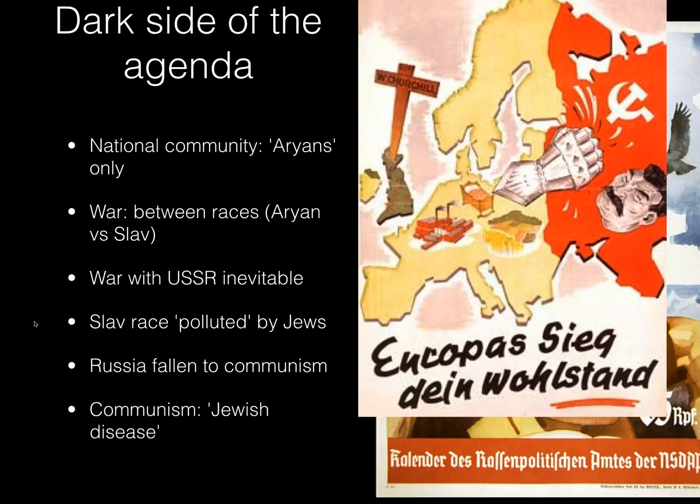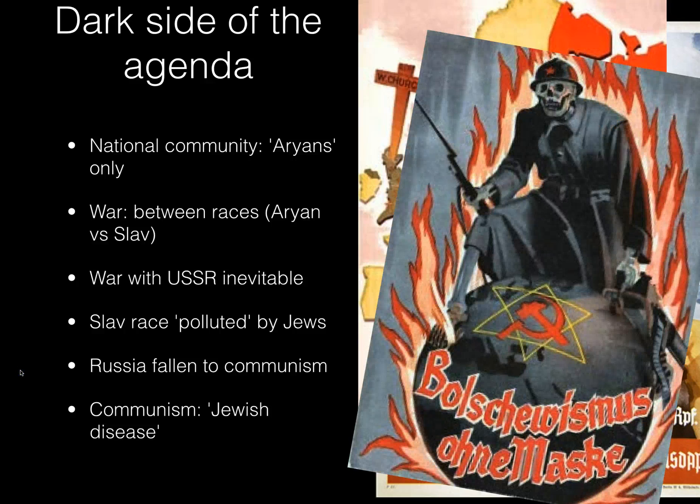He believed that war with the USSR was inevitable, and he believed the Slavic peoples of Eastern Europe, of Poland and of Russia, to be polluted by Jews. Notice this heavily emotive language here, polluted. Russia had fallen to communism in 1917, and Hitler regarded communism as a Jewish disease. He believed in the anti-Semitic conspiracy theories that Jewish people had invented communism, in inverted commas, and also invented capitalism, which is a strange and contradictory conspiracy theory.